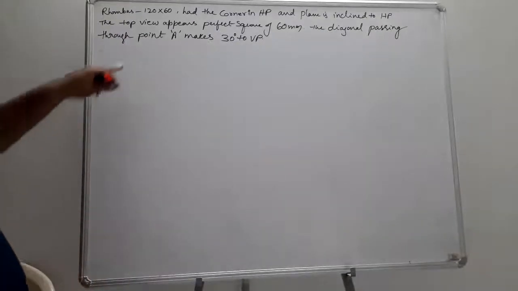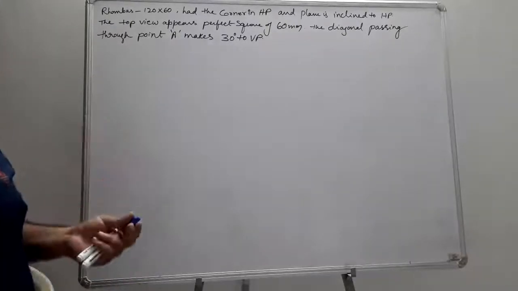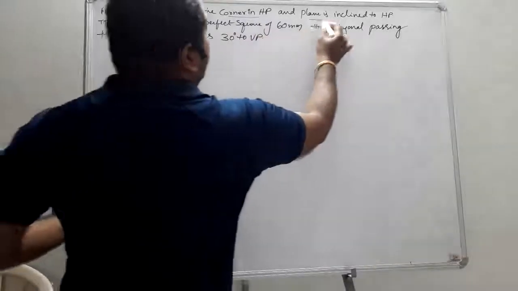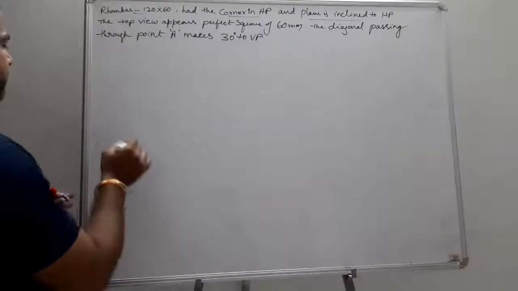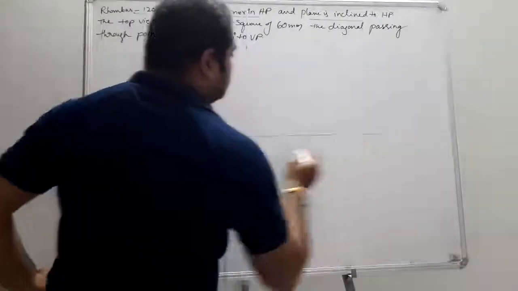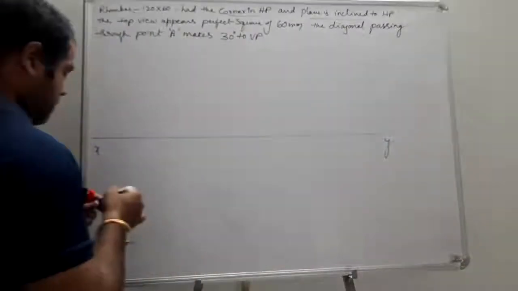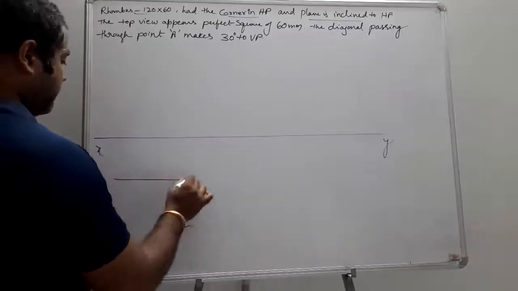Let us see. Corner is on HP and plane is inclined to HP. So that means let us assume your plane is resting on HP, so the top view gives the true shape. Let us see, rhombus. Corner in HP, plane is inclined to HP. So plane is inclined to HP means the top view gives a true shape. So what was the simple position? Rhombus diagonals of 120 by 60.